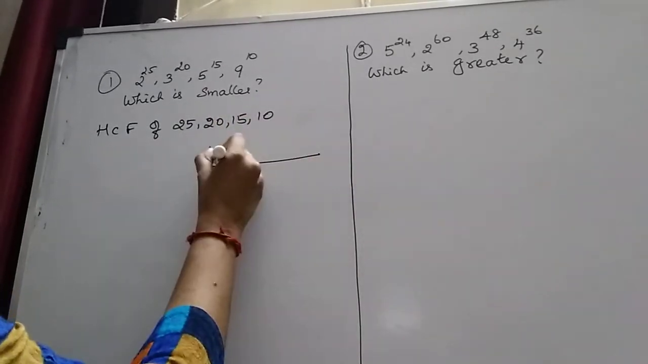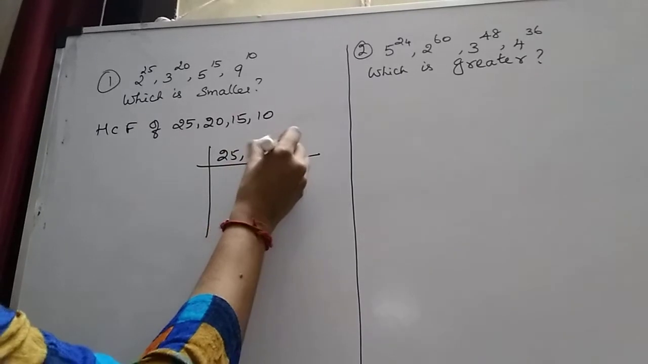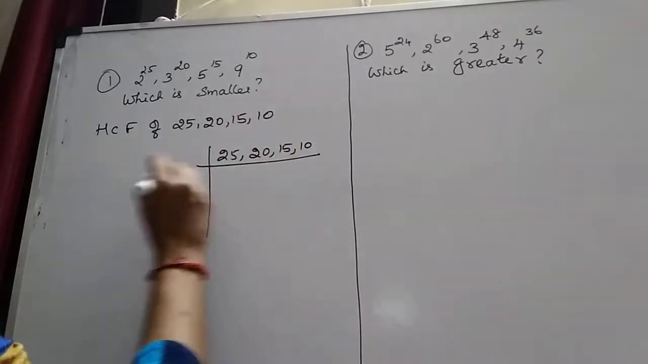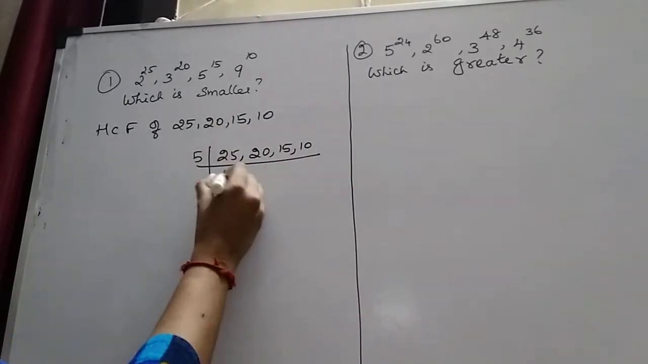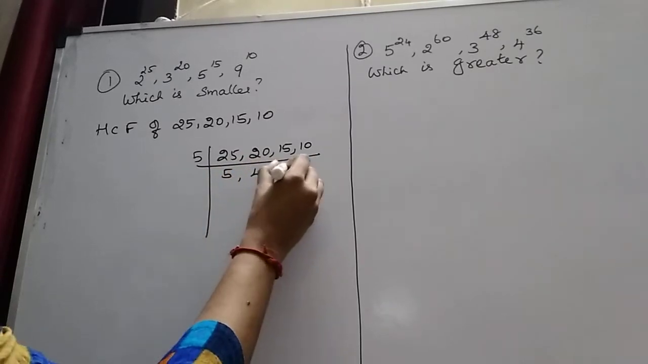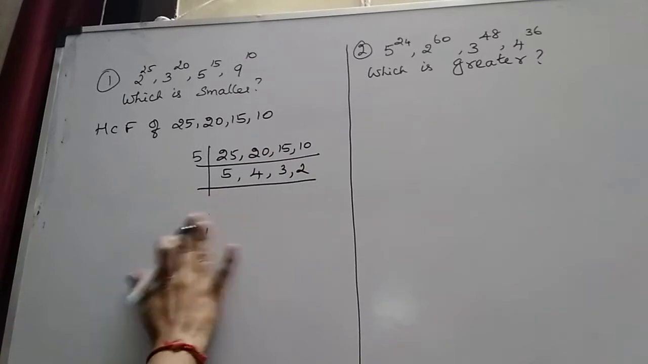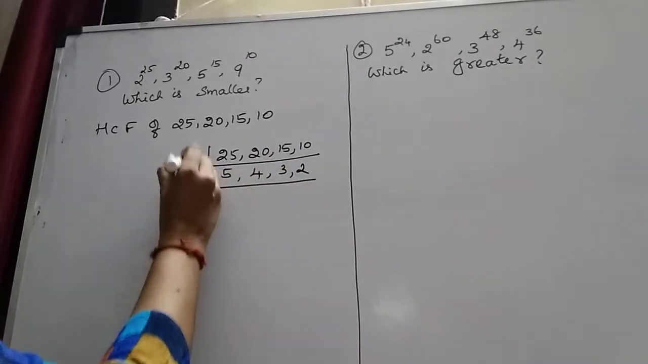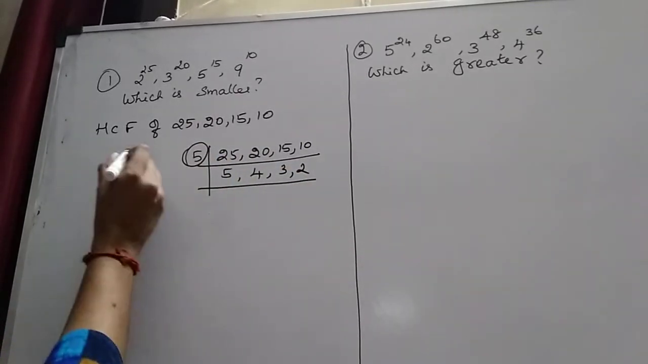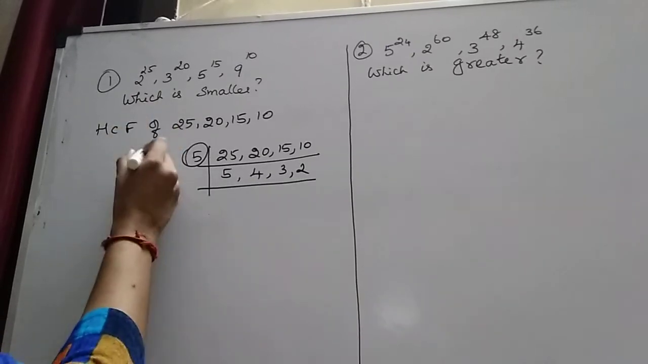Here, how will you find the HCF? Just write the common table for all. Which number goes in common for all? It will be 5. It goes 5 times, 4 times, 3 times, 2 times. Again, we cannot do this, all are different numbers. So the only common number is 5, so your HCF is 5.